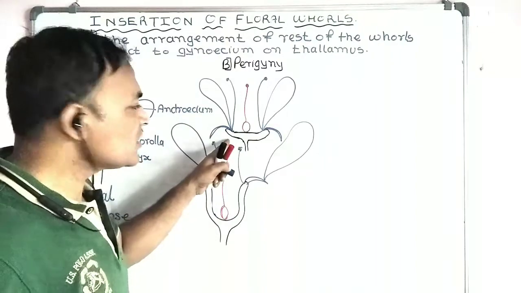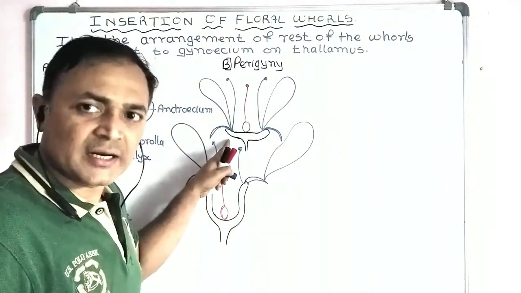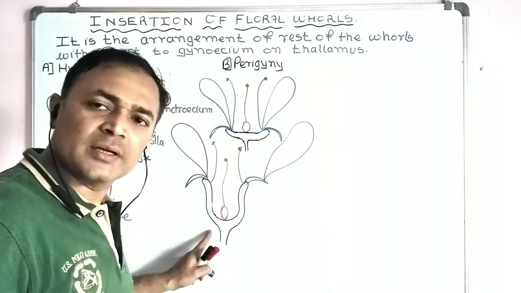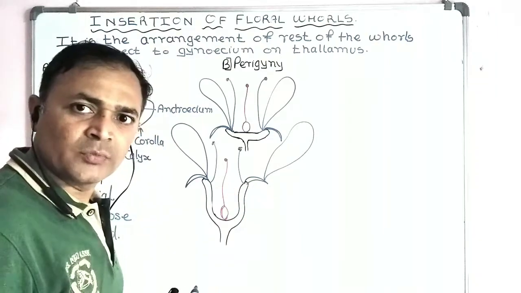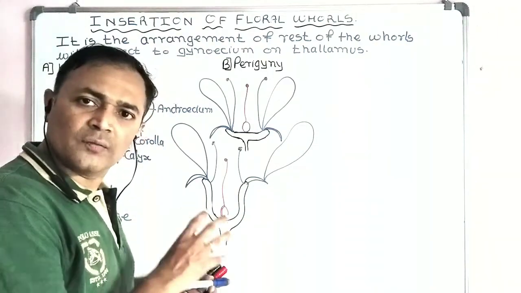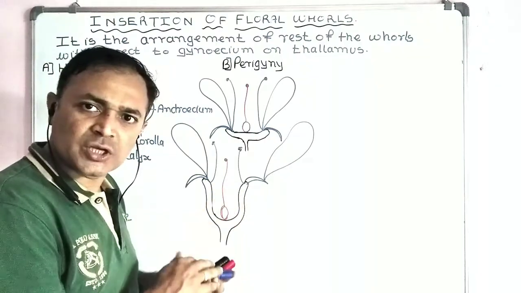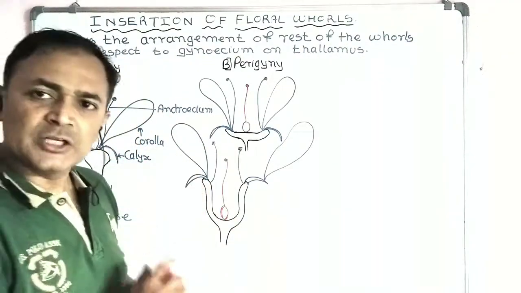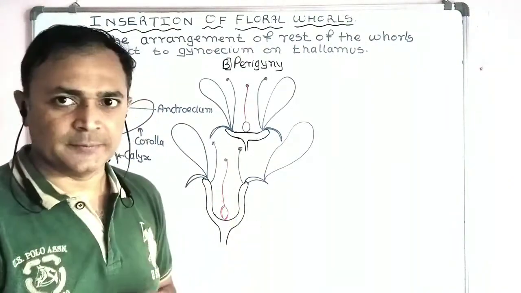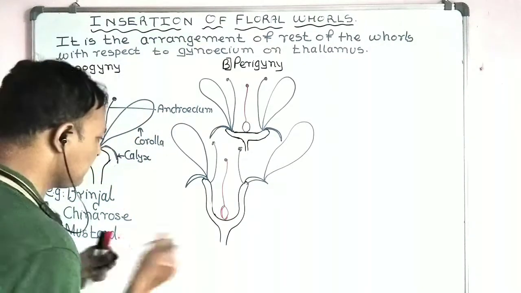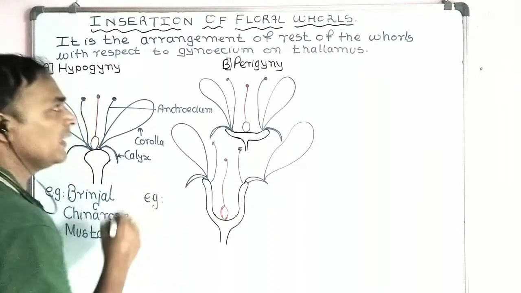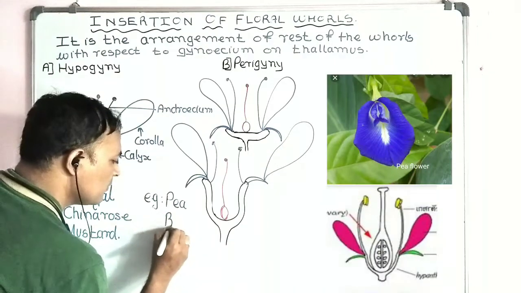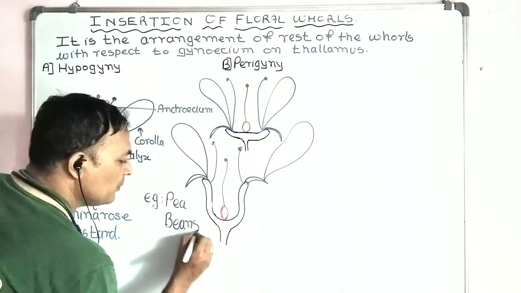Both these types. In the first case, we have seen that thalamus is flat or saucer shape, and in the second case, we have seen that thalamus is having a cup shape. In both the cases, rest of the floral whorls are arranged at the same position or at the rim of the thalamus. Such type of arrangement is called perigyny. Let us see some examples of perigyny: pea, beans.